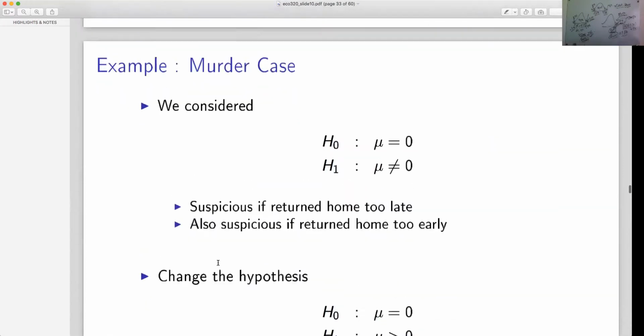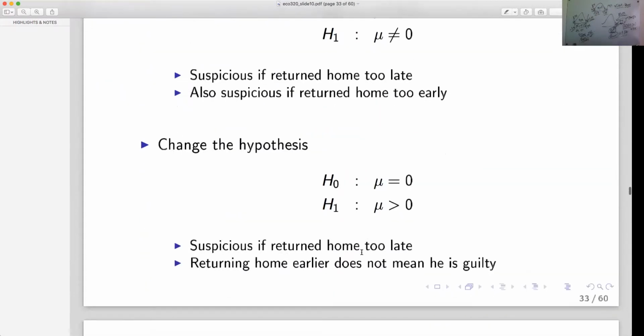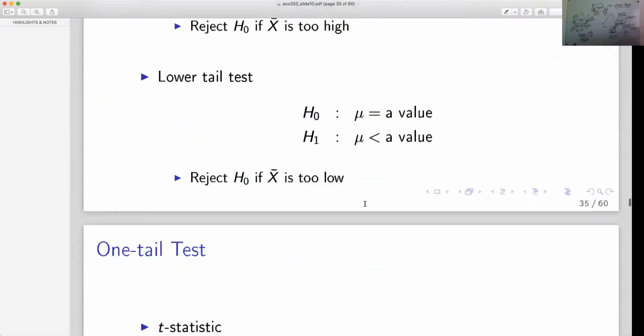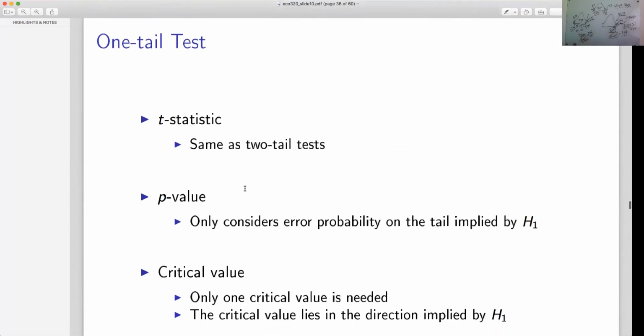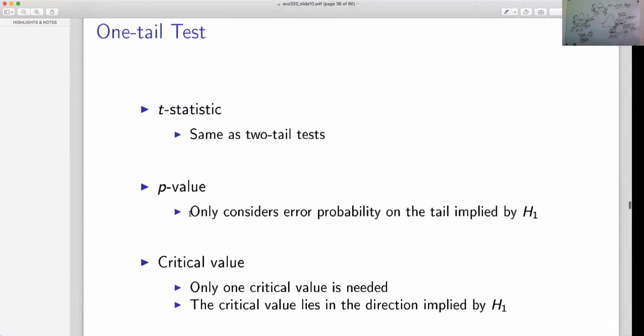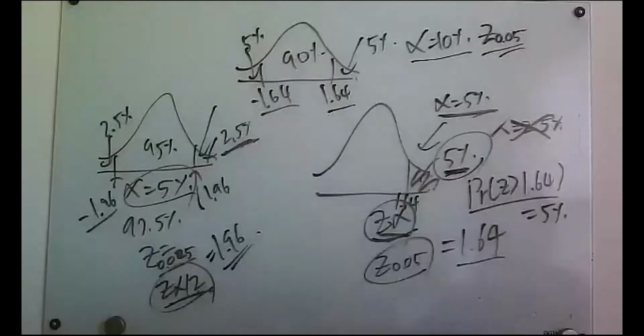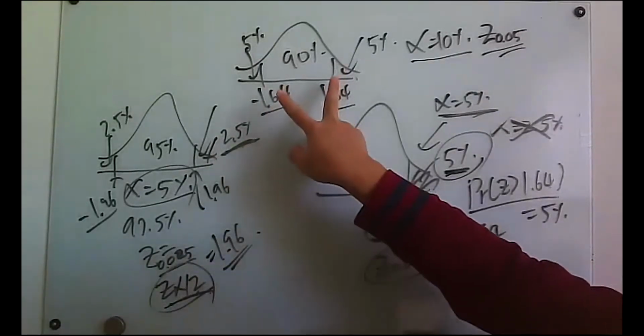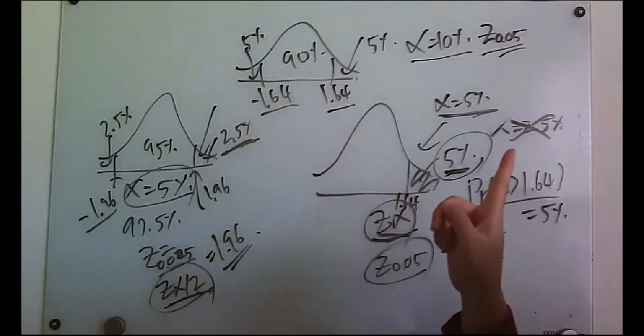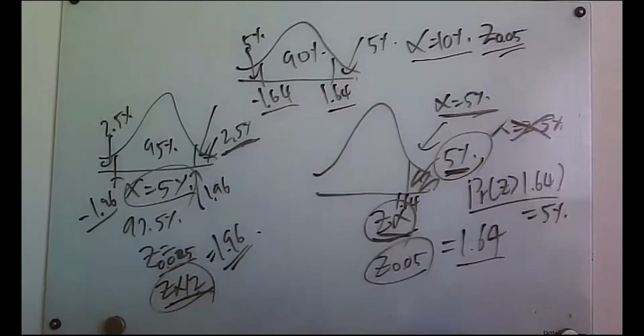In this example, I said, okay, if they are coming too early, then it doesn't matter. But if they are coming too late, they are guilty. That's why I said upper tail test. So you can make a similar argument. The t-stat, p-value, and so on are exactly the same, but we are only looking for the one-sided area. I explained it in detail on the board. For the critical value, only one is needed, because previously we had two critical values, but now we only need one. So that was basically the idea.